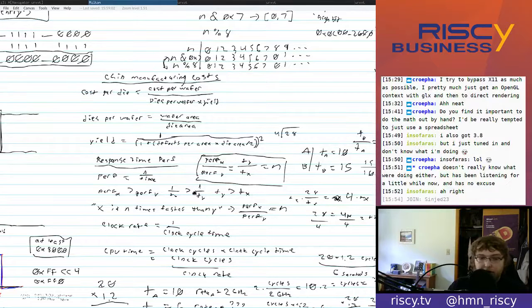And our question is, find the yield for both wafers. So we should just be able to plug it into that equation there and get the answer. Let me double check the equation, make sure I didn't write it down wrong.